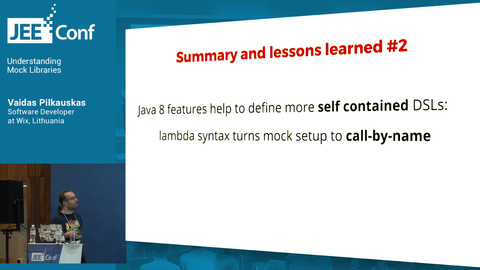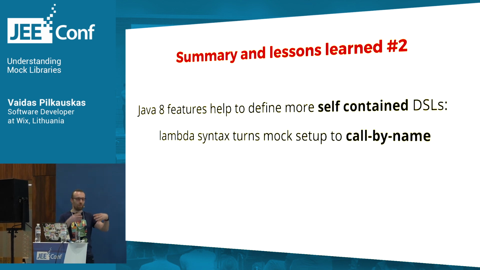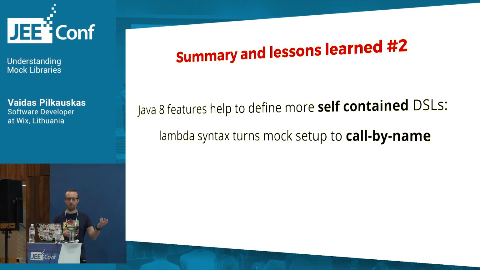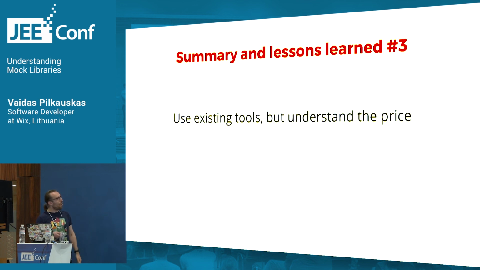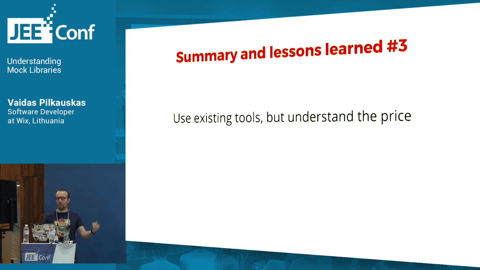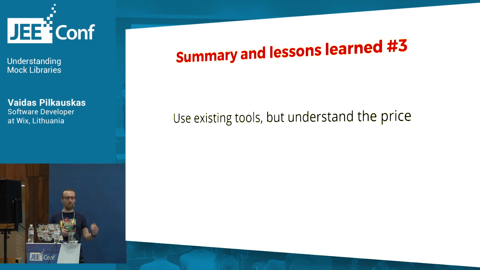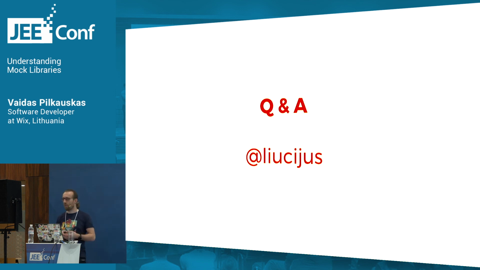And regarding Java 8 features, I think it allowed me to capture stub setup, and I think this is a nice thing. Maybe in future Java versions I would be able to write it more concisely. But other than that, the main important thing is that I was able to do the call-by-name thing. And lessons learned: just use existing tools, but understand how they work and whether they really help you in daily work. And thank you.